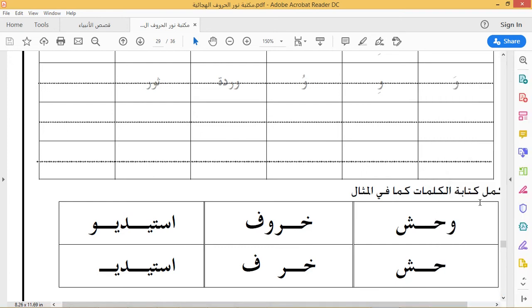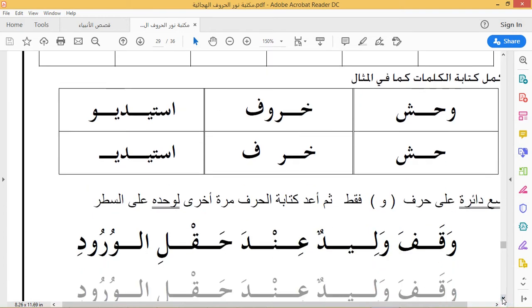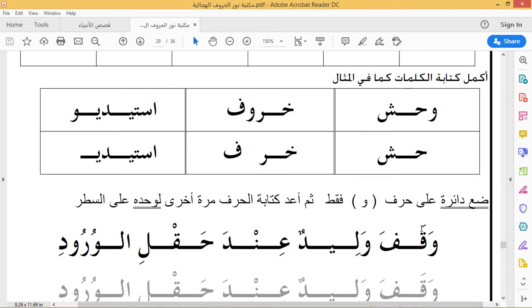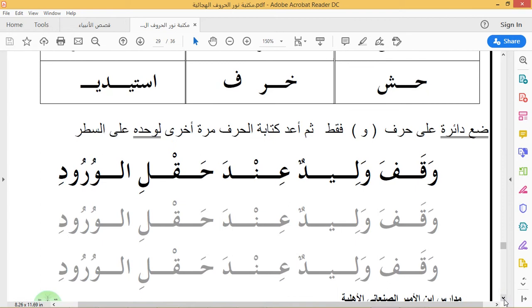The instruction here says Akmil kitabat al-kalima kama fil misal. You should complete writing the words down here as you have in the examples above. Then the next is da'ira ala harfi wa. Make a circle upon the letter wa only, and then you should bold out wa in the fainted lines below. On the fainted lines below, you repeat writing out wa only. That's the activity you are expected to do here.